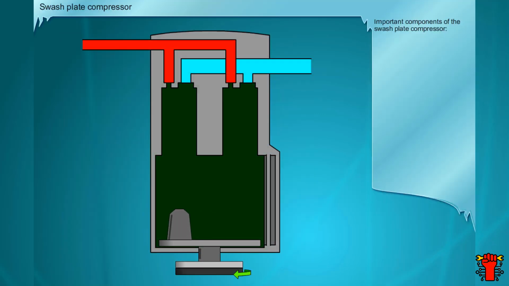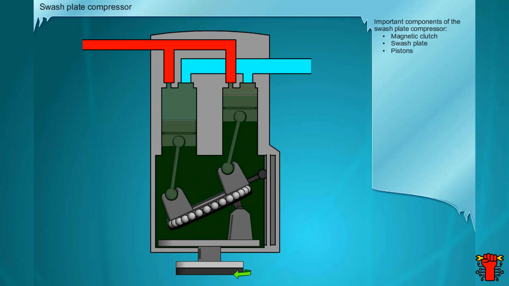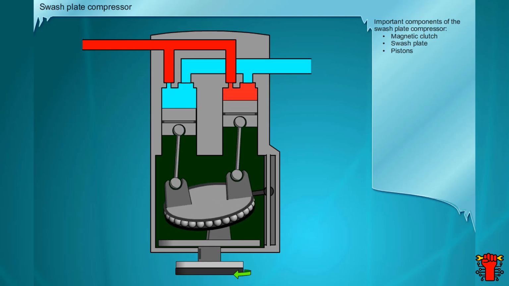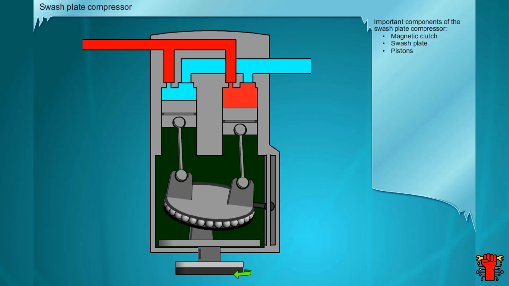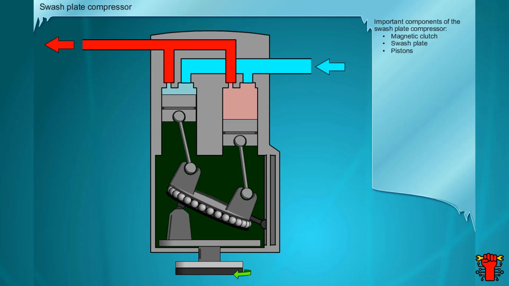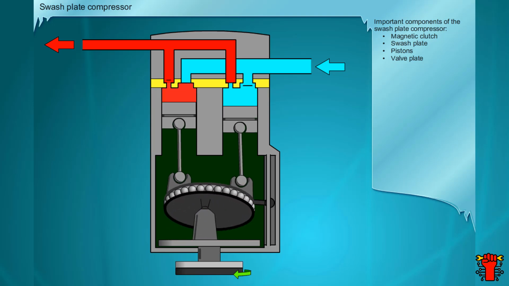A magnetic clutch assists in transferring power from the vehicle engine to the compressor drive shaft. This clutch makes it possible to switch the compressor on or off. The swash plate moves the pistons. The pistons generate the necessary pressure and transport the refrigerant. In this example, only 2 pistons are shown, but in reality, several pistons are arranged in a circle around the swash plate. The required valves are fitted in the valve plate.